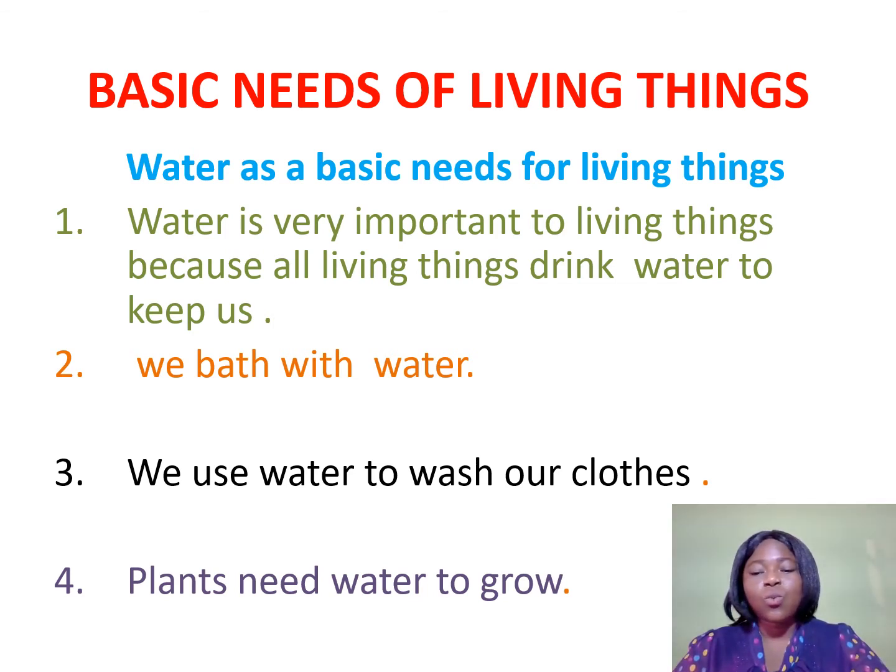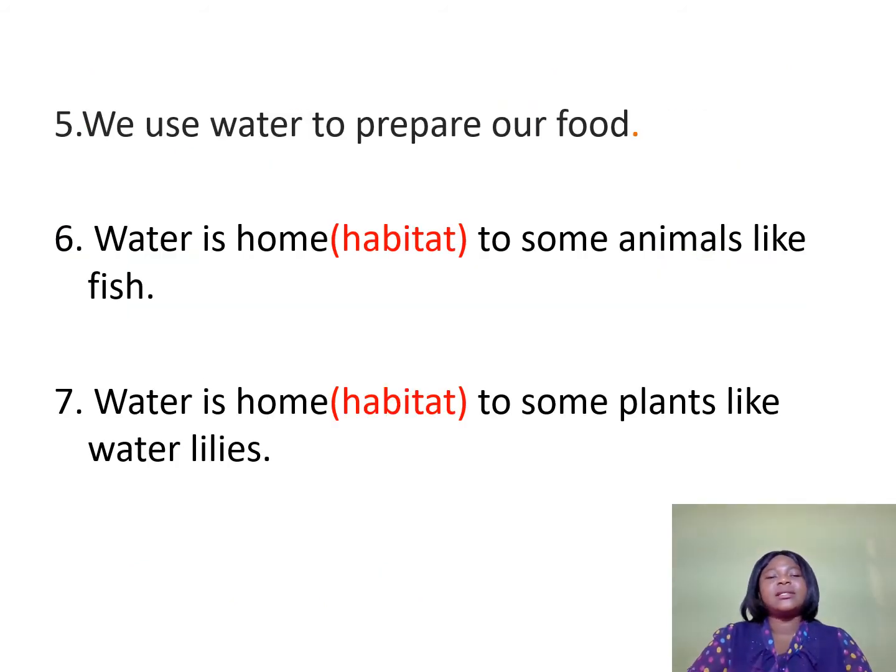We need water. The next one is: plants need water to grow. Without water, plants would die. Good. So these are the basic needs for living things. They need water. Let's go to our next slide. We use water to prepare our food.